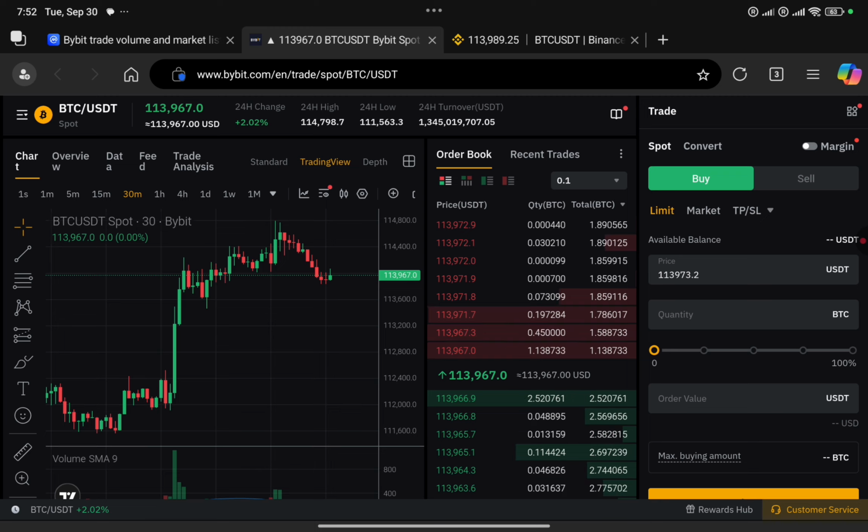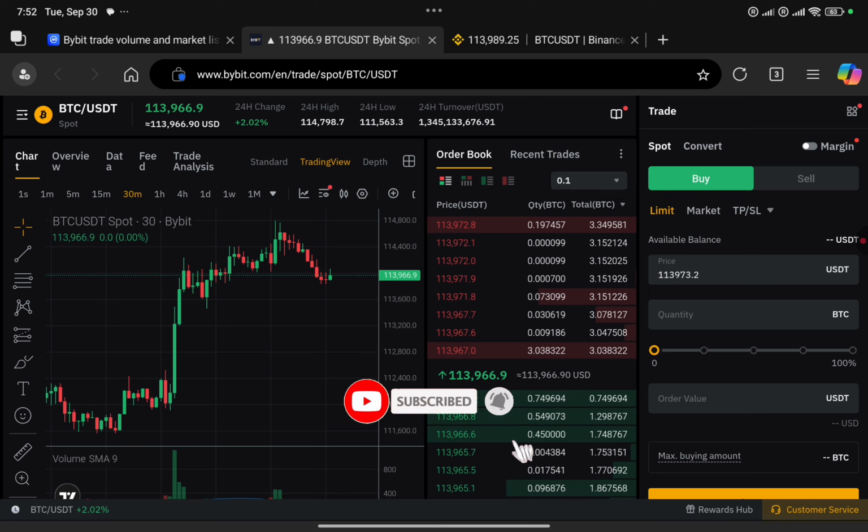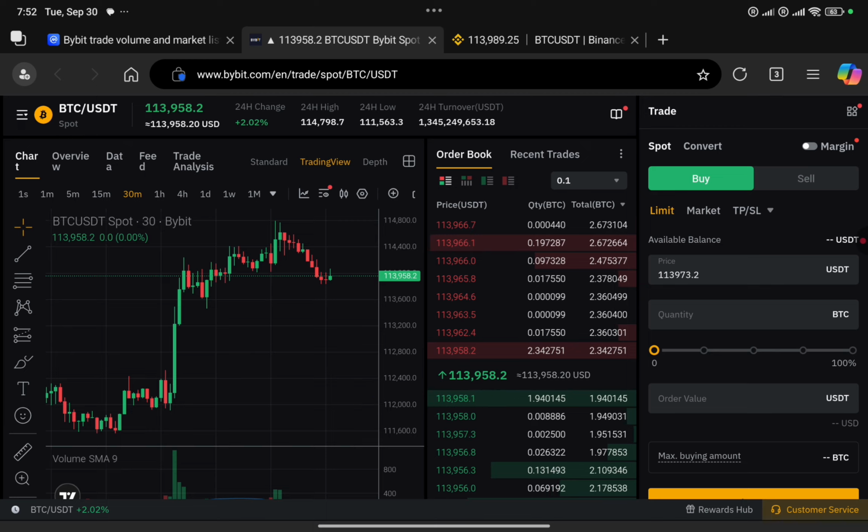So we're going to do a brief review of the best exchange to use for arbitrage trading using these two exchanges, right?